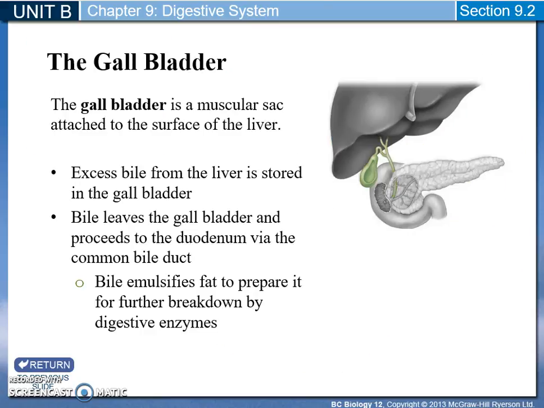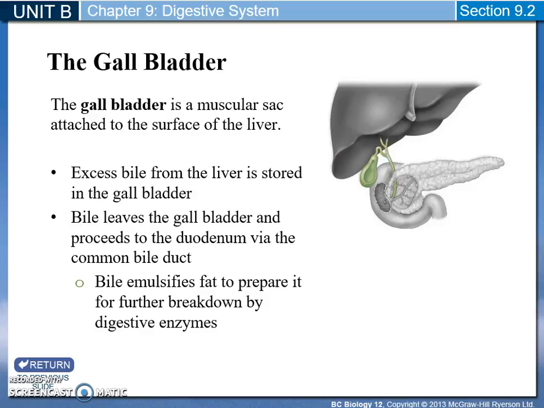circulatory system. So that brings us to the gallbladder, and the gallbladder is a muscular sac which is attached to the surface of the liver, and as the liver produces bile, it stores it in the gallbladder. The gallbladder acts as a kind of storage facility for bile, and then it can be secreted when needed, when food is taken in and needs to be digested.